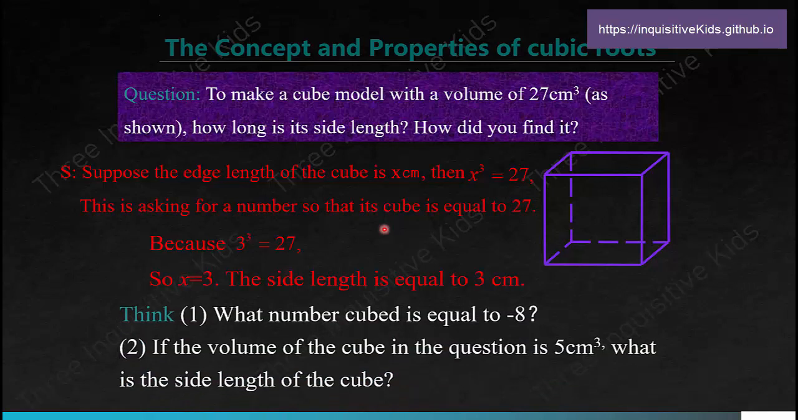So think. First, what number cubed is equal to -8? And if the volume of the cube was 5 centimeters cubed, what is the side length of that cube? Well, the answer to the first is -2, because -2 times -2 is equal to 4, but then that times another -2 would be -8. If the volume of the cube in the question is 5 centimeters cubed, what is the side length of the cube? That would just be the cubic root of 5.